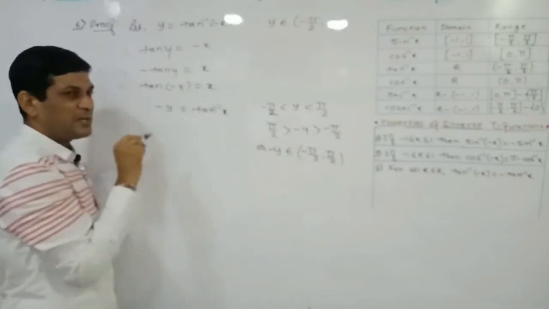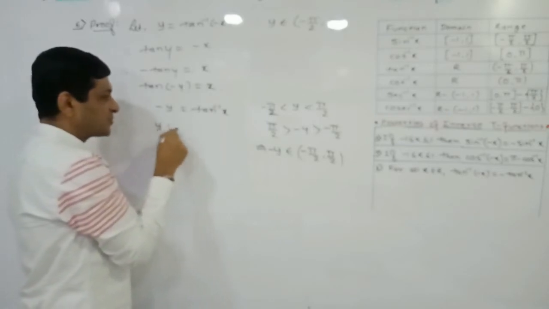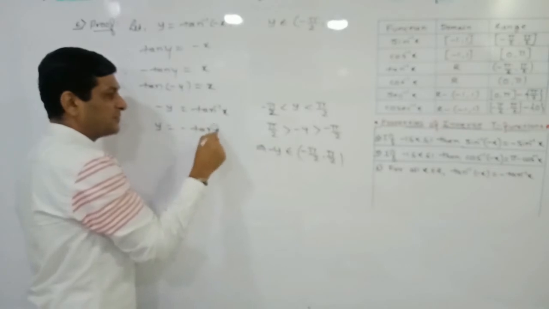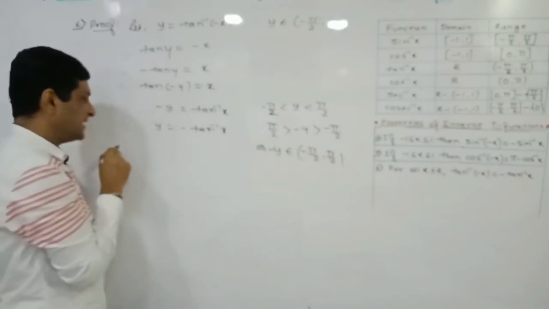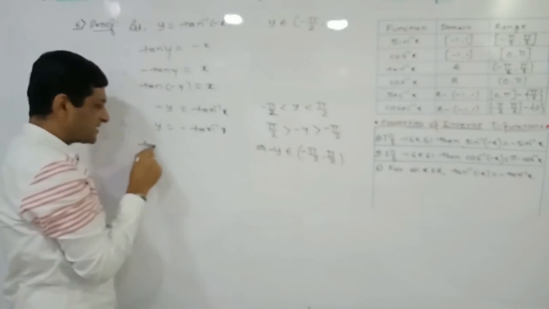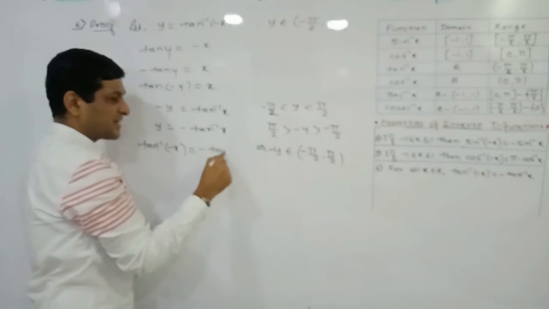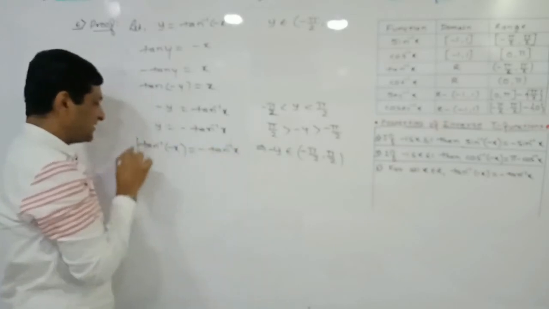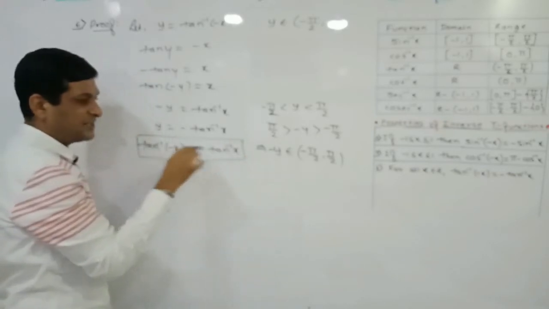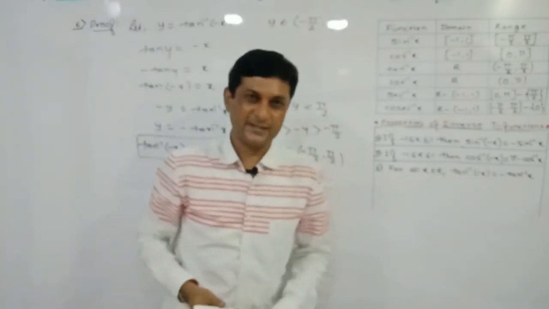So now if we are multiplying both sides by minus, what will we get here? y is equal to minus tan inverse of x. Just simply multiply both sides by minus. So therefore, what is the value of y? Tan inverse of minus x. On this side keep minus tan inverse of x as it is. In this way we have proved that tan inverse of minus x is equal to minus tan inverse of x.